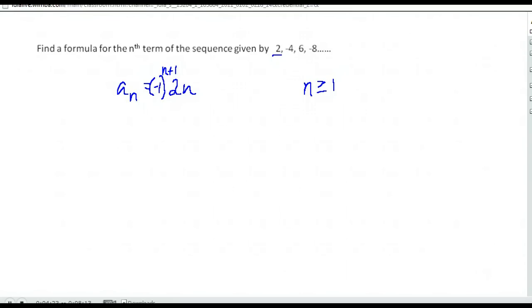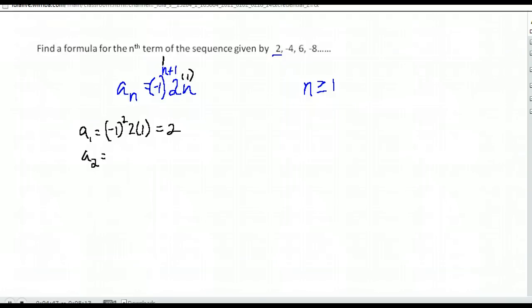So if we did this starting at 1, if our n is 1, so we put 1 in both places, we'd have 1 plus 1 is 2. Try this out. So we have negative 1 squared times 2 times 1. Well, negative 1 squared is positive 1, times 2 times 1 is positive 2.